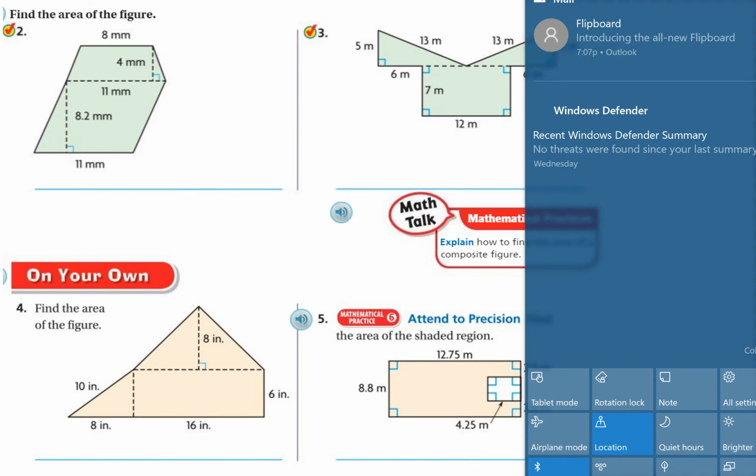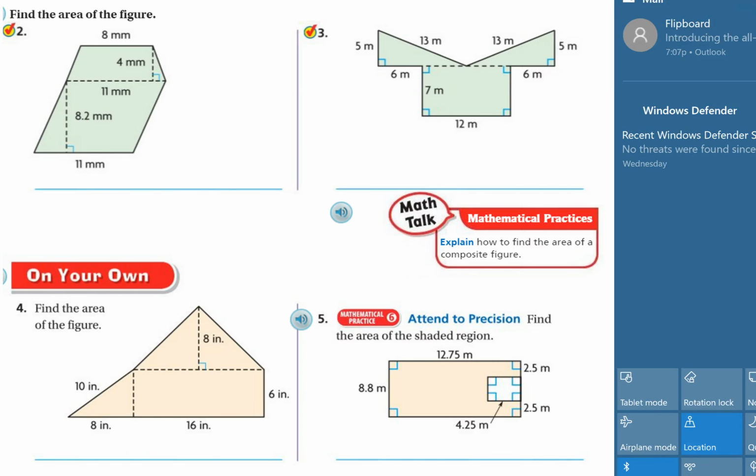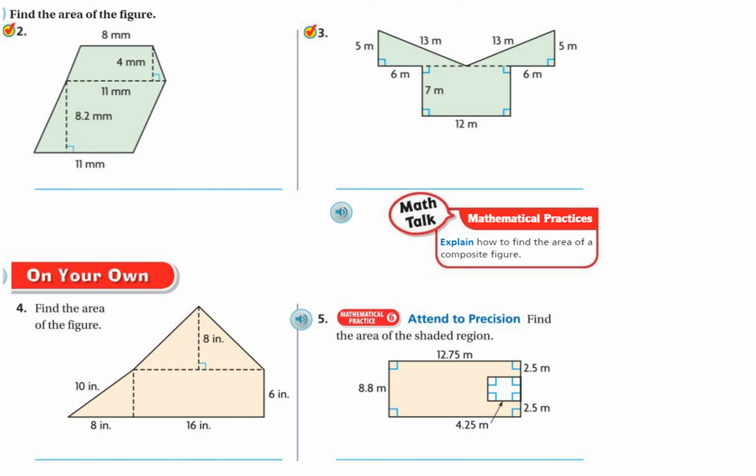All right, now I'm on the bottom of page 417. I got this extra space over here. This is where I'm going to show my work, but I'm also going to need to erase, okay? So let's take a look at, it says find the area of the figure.